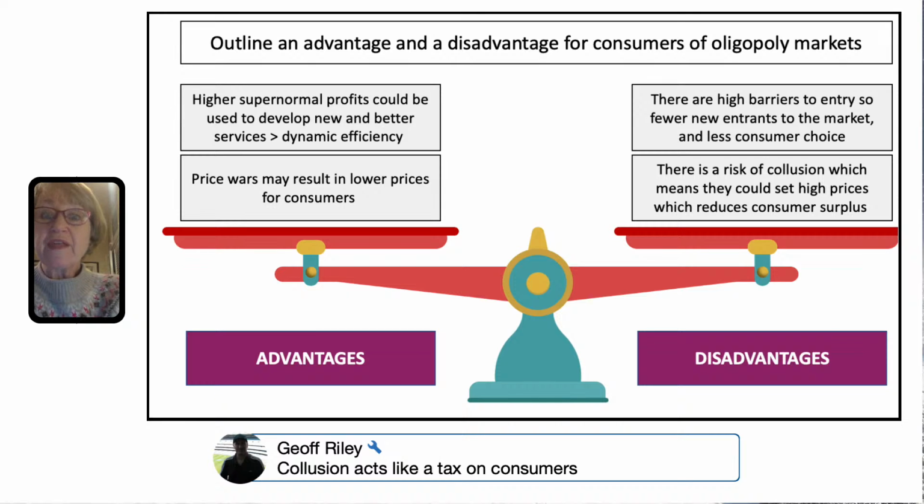Okay. And the other one we're suggesting is that there are high barriers to entry, so fewer new entrants to the market. And you could say, as a result, or consequently, there is less consumer choice. So you can develop that point. Again, thinking about the impact on consumers. Great work there. Thank you. Some really good answers coming through. Well done to all of you.